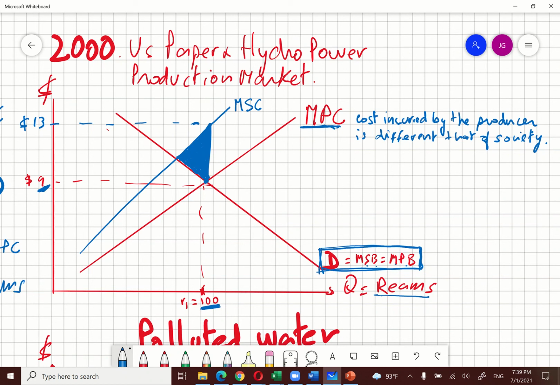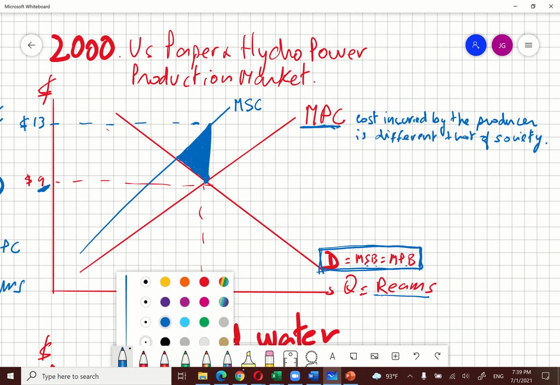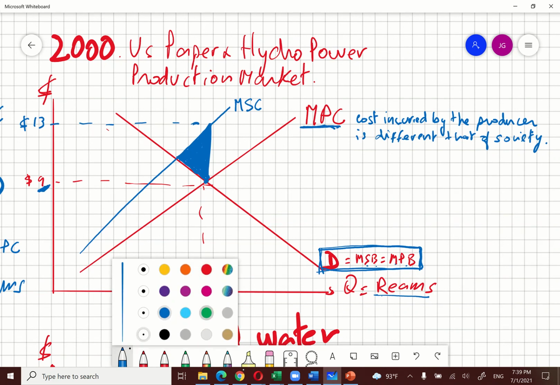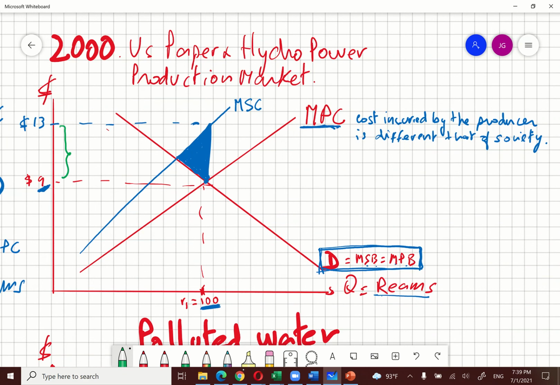So $4 here, basically what I'm saying is that those $4 that have to be paid to utilize that water is the cost of cleaning the water.